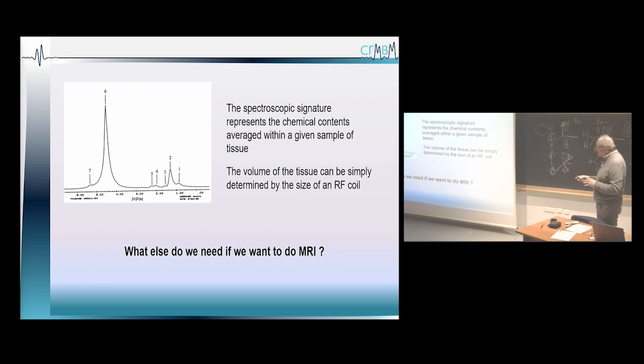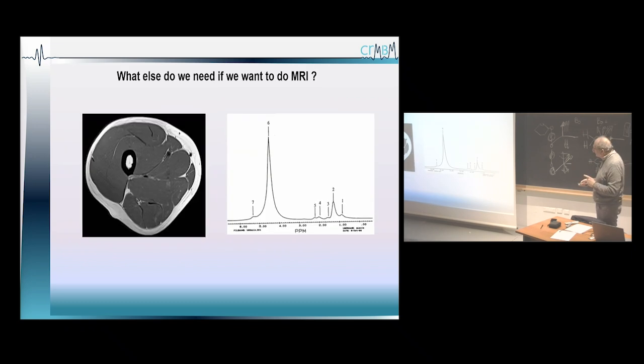Okay, so the phenomenon will be the same. We still need B0, we still need B1, we still need to record the signal during relaxation. But we are missing one thing. As I said, these two are the same. This is a spectrum of the leg. So you can see water, multiple peaks of fat, but no information on where they are.